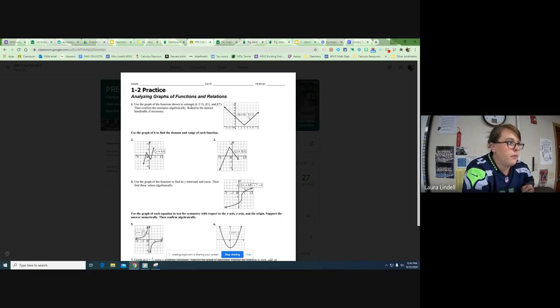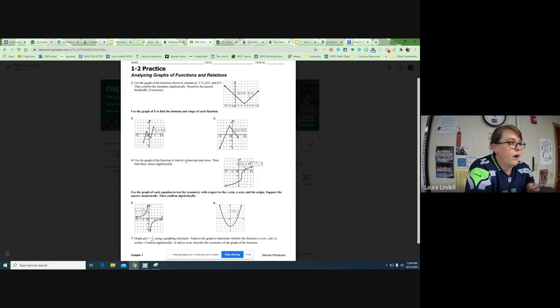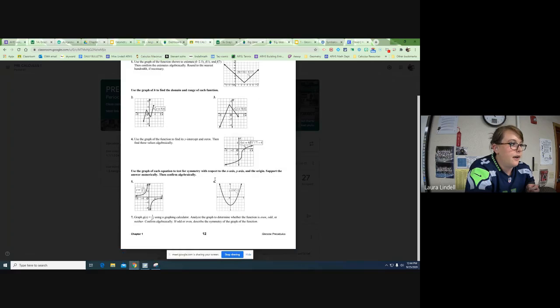So for the first one, we want to estimate the values using the graph, and then so plugging in those x values and figuring out about what they would be, and then actually plugging them in and solving it algebraically. We're finding domain and range for these ones. We're finding the y-intercept and the zeros here. And then for these, we're figuring out symmetry. What do they have symmetry with respect to?